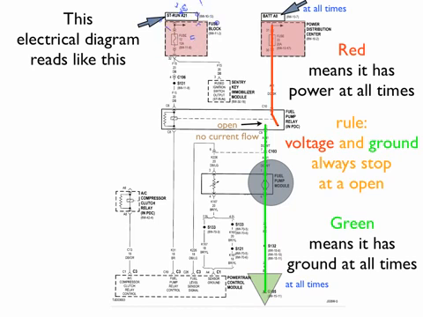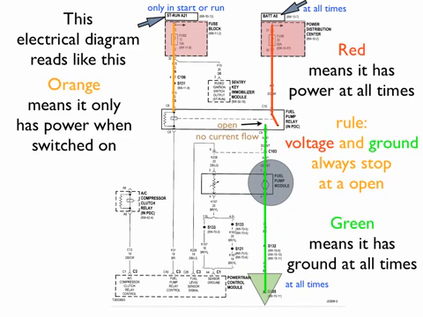Now the next power source over here, the word says start run. That means you only have power if you have switched to the start or switched to the run position. So that is a switched power. So we're going to color it orange. Anything in orange means it only has power when it is switched on or turned on.